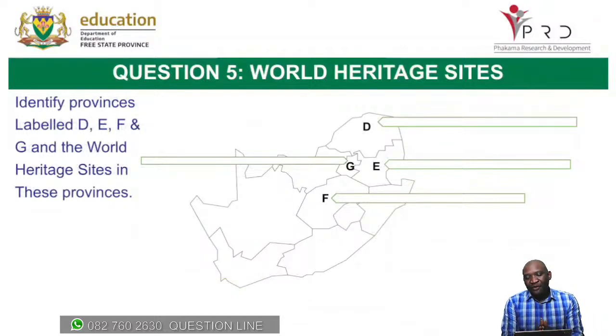We need to find out the location or the name of the provinces that are labeled D, E, G, F. And then after we do that, we need to write down the names of these World Heritage Sites that are found in these provinces. And then that will make it our 10 World Heritage Sites that we've actually studied this year. It will be easier for us to remember.